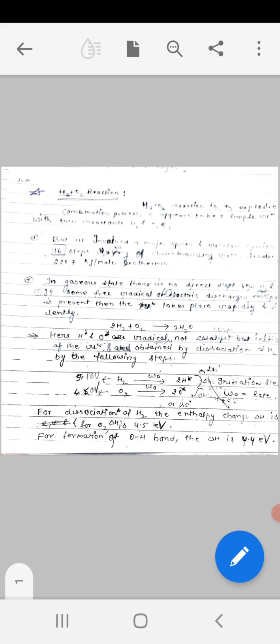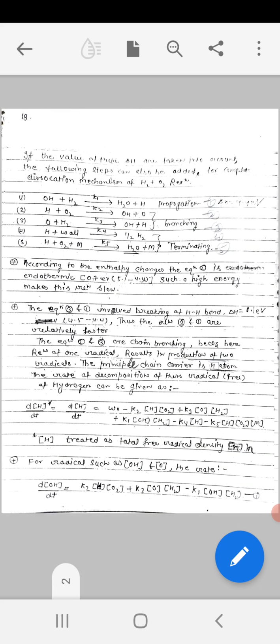The breaking of hydrogen involves 5.1 electron volt of energy, and the breaking of oxygen involves 4.5 electron volt of energy. For dissociation of hydrogen, the enthalpy change is 5.1 electron volt, and for oxygen delta H is 4.5 electron volt. Now the hydrogen bond is broken and oxygen is broken, and for formation of the water molecule, a bond between hydrogen and oxygen is to be formed. The enthalpy of this bond is equal to 4.4 electron volt.